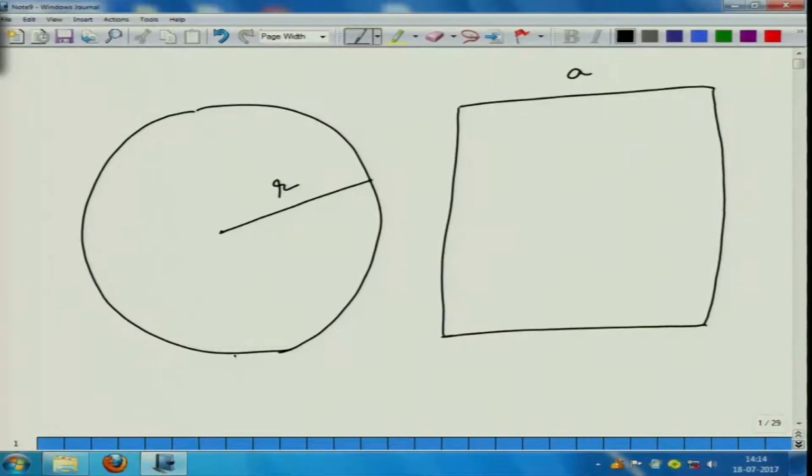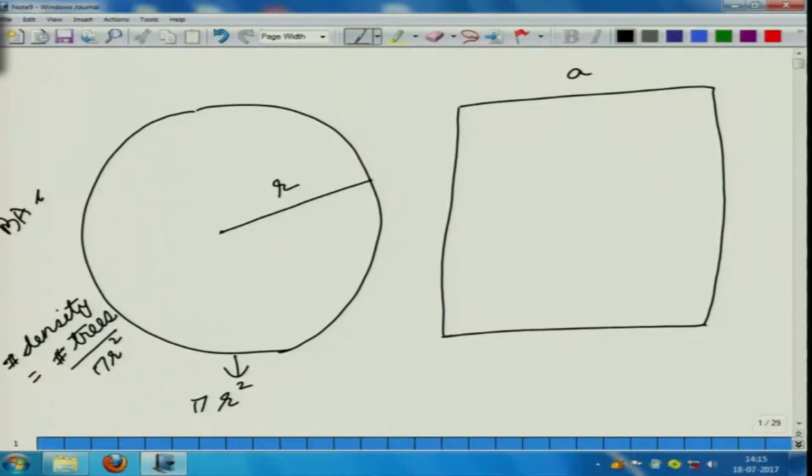So, here your area will be pi r square. If you want to find out the number density, it will be the number of trees divided by pi r square, and if you wanted to find out the basal area density, it would be the sum of the basal areas of each tree that lies in this sample plot divided by pi r square.